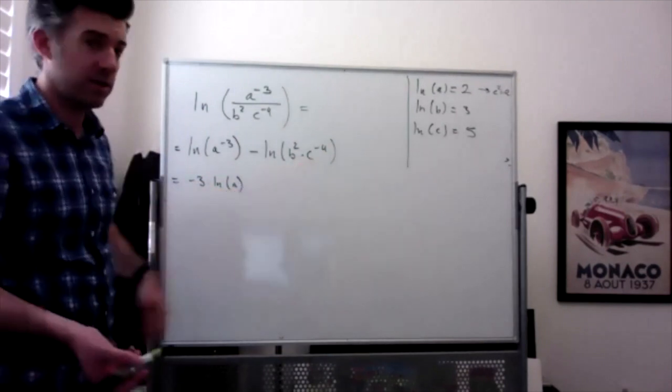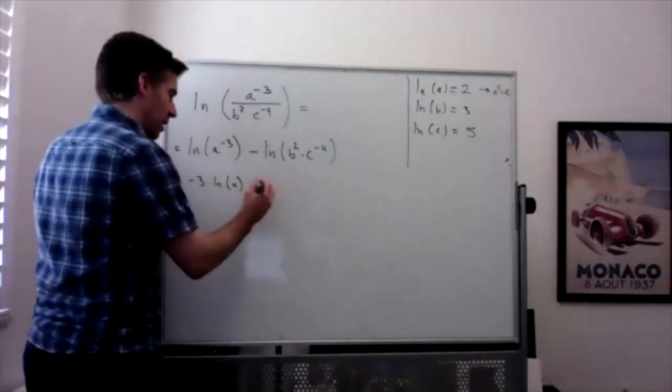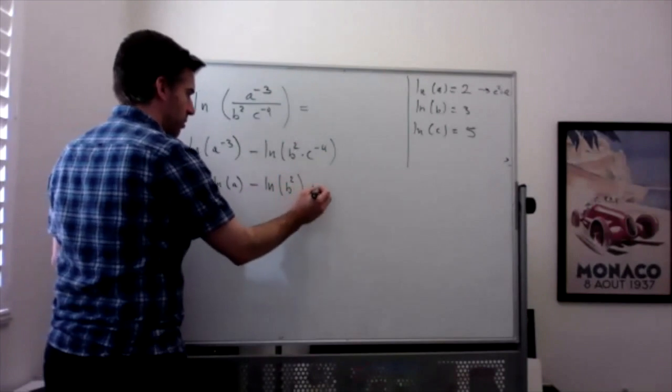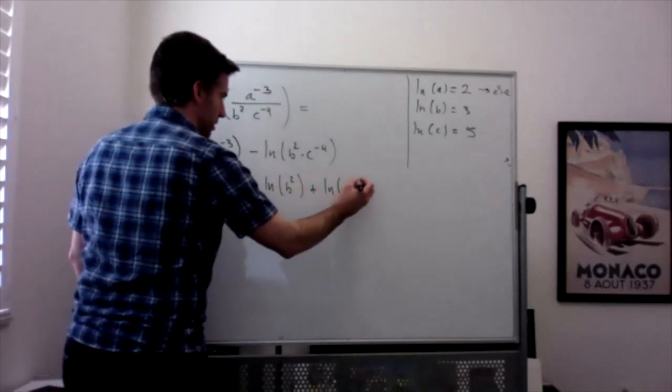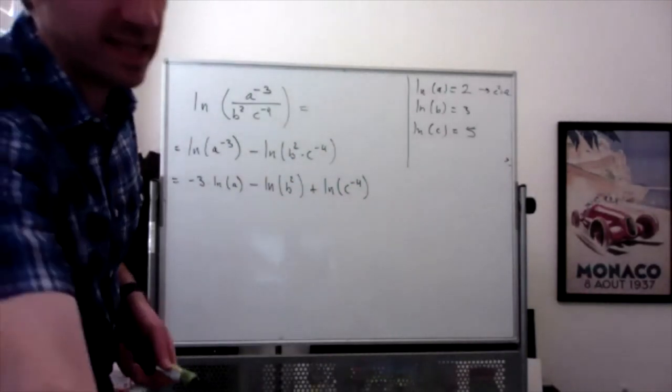Since we don't really have that here, what we can do instead is break apart this product. So I'm going to make a small mistake here, and I want you guys to catch it. I'm going to write this as minus natural log of b squared plus the natural log of c to the negative fourth. Okay, where is the mistake that I made?